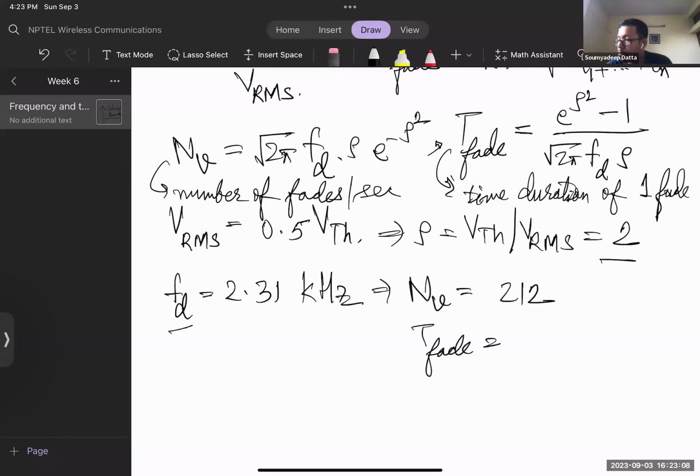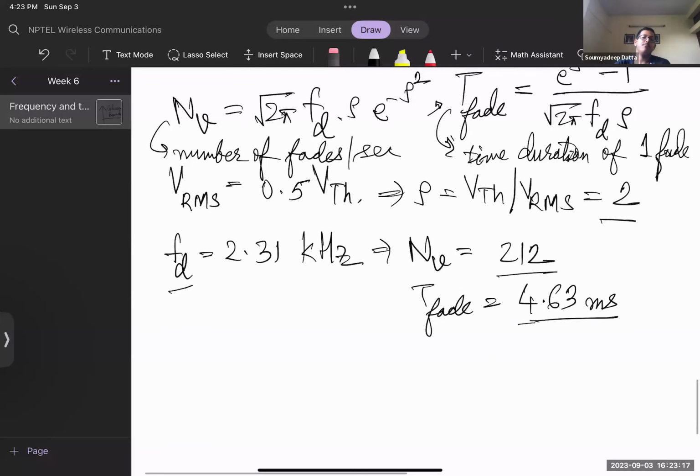This value I'm roughly getting to be 4.63 milliseconds. Can somebody confirm? NV is equal to 212. It is correct. Okay. Thank you.